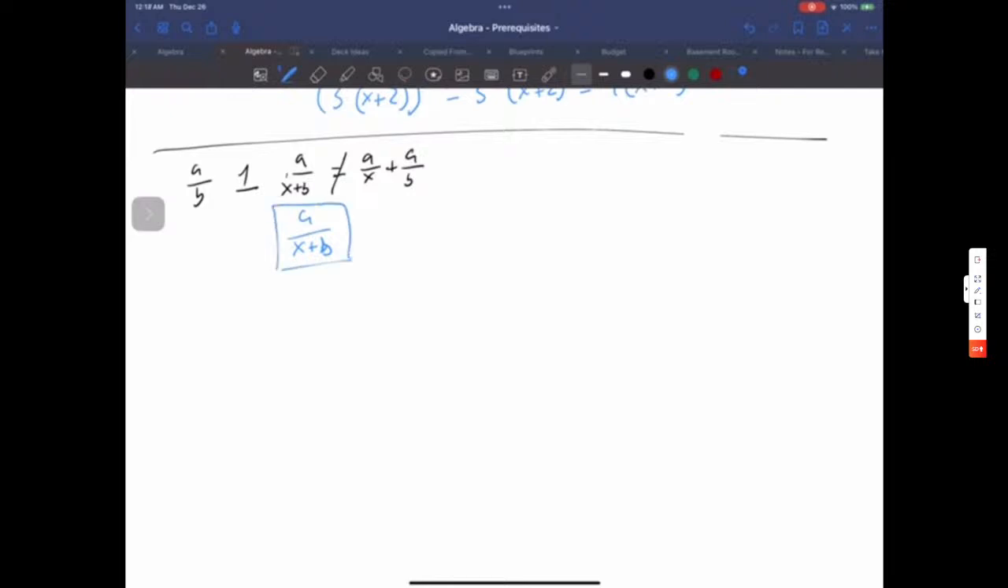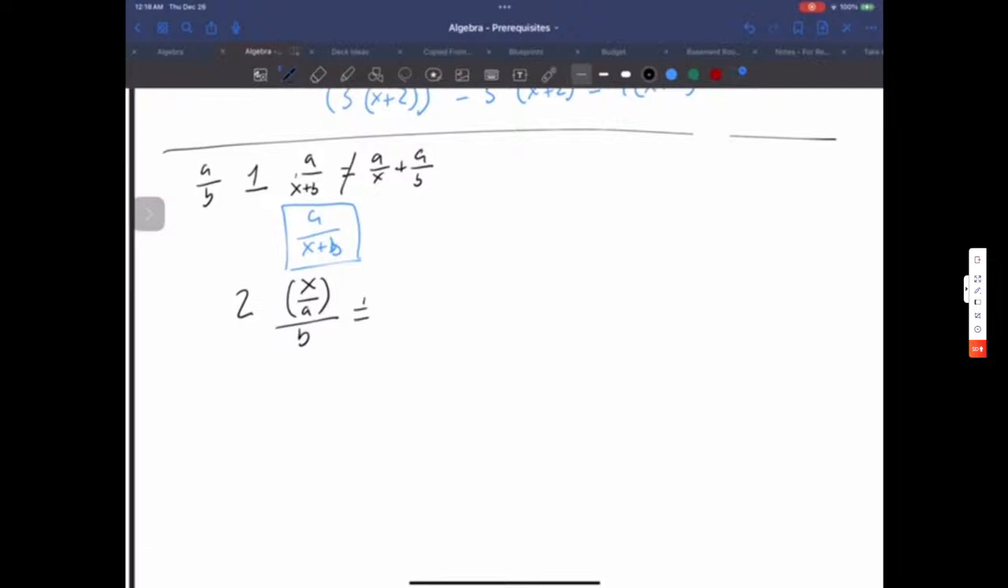Okay, so that's error number 1. Error number 2, we just talked about this. x over a divided by b is not b times x over a, because division is the reciprocal.